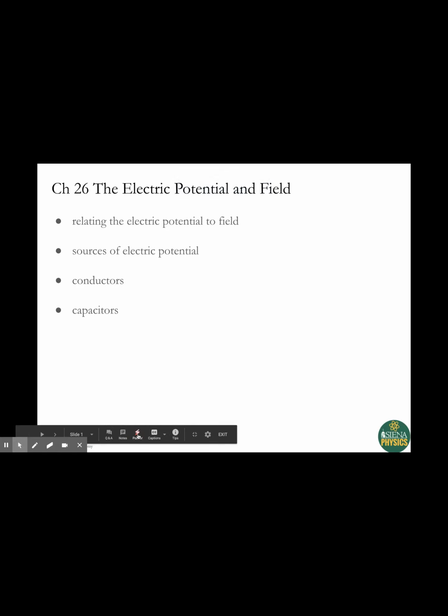Okay, so today we're going to talk about electric potential. We're going to talk about relating electric potential to field, sources of electric potential, conductors, and capacitors.